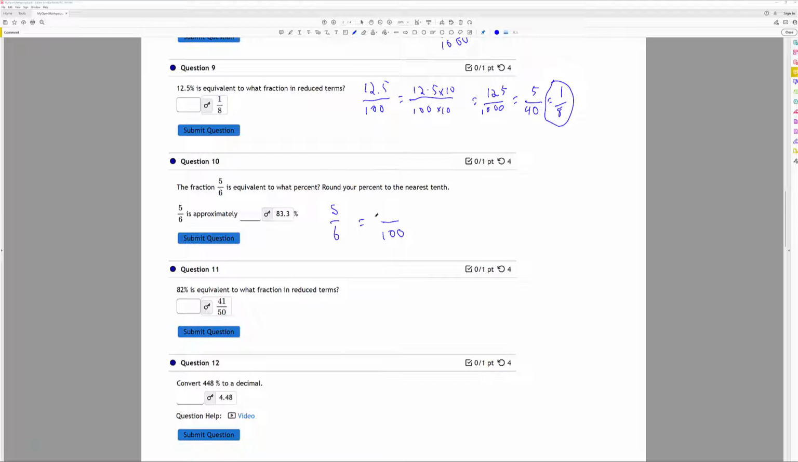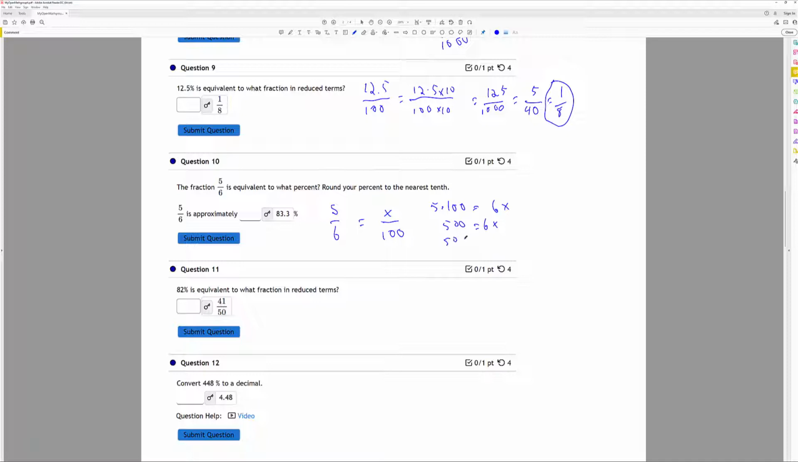So this one here is a proportion. 5/6 is something/100. 5 times 100, and cross multiply and solve for x. So I would have 5 times 100, it's the same thing as 6x. 5 times 100 is 500, equal to 6x.